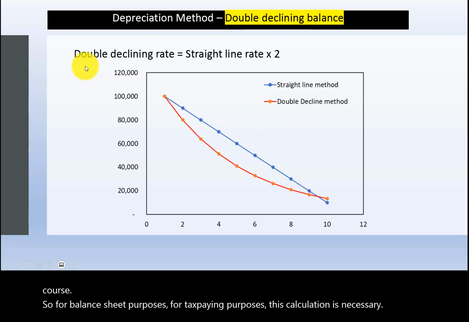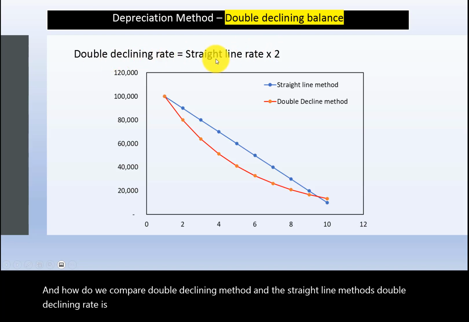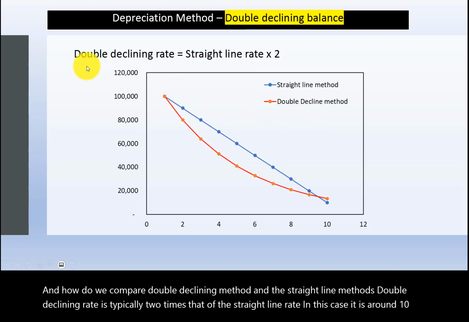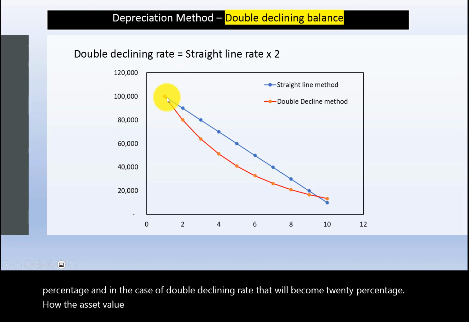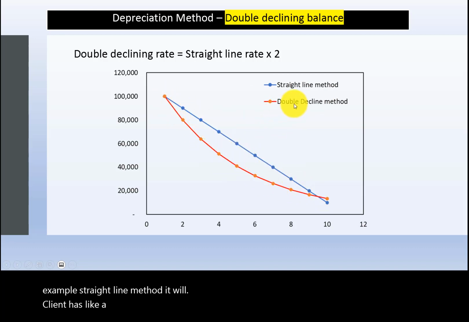And how do we compare the double declining method and the straight line method? The double declining rate is typically 2 times that of the straight line rate. In this case the straight line rate is around 10%, and in the case of double declining, that will become 20%. How the asset value will change over the period of time is shown graphically here. The straight line method will decline like a straight line. In the case of the double declining method, it will take another curvature.